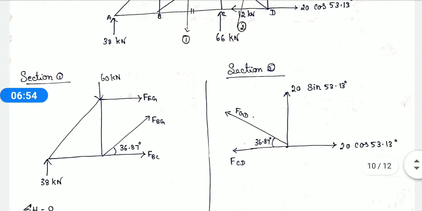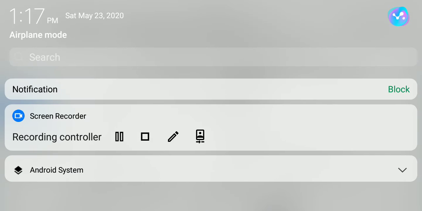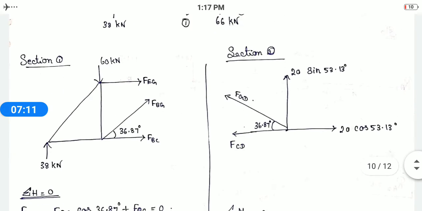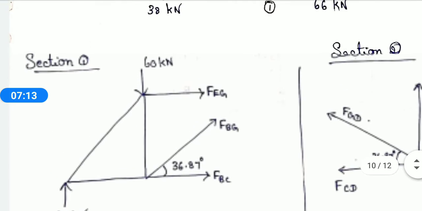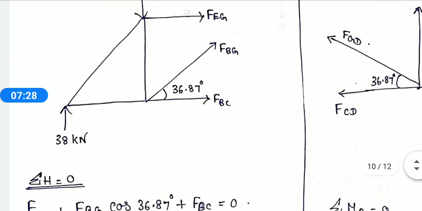Consider the first section now. This is your first sectional part with 38 kilonewton. That is what I had mentioned over here. See, in this diagram, this is the representation: 60 kilonewton is going to act from top to bottom at that joint. 38 kilonewton is the reaction force, and FEG, FBG, FBC with an angle of 36.87 degree.